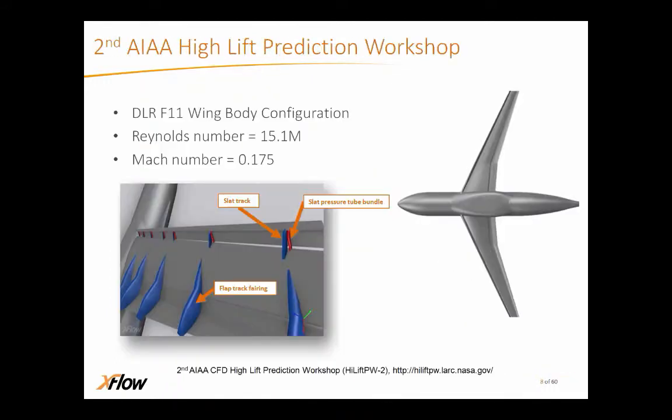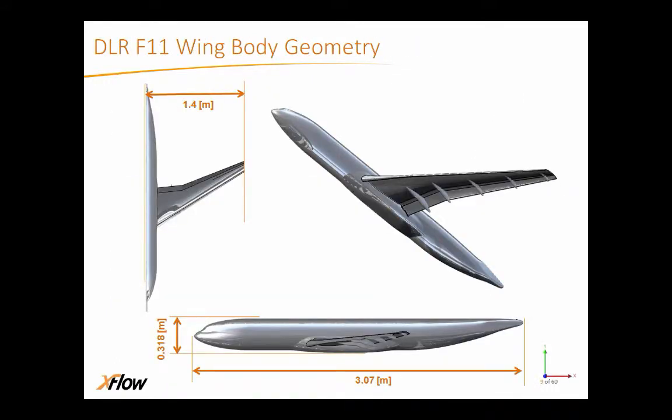Just an idea of the dimension of the geometry. We got a 3.07 length of the fuselage. In span is roughly 1.4 meter, and the height is just below 0.5 meters, so it's 0.32 meters. It's a wind tunnel model, so it's scaled, and we're gonna directly take the CAD input and put it in XFlow.